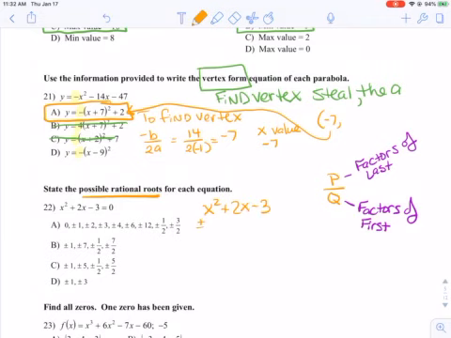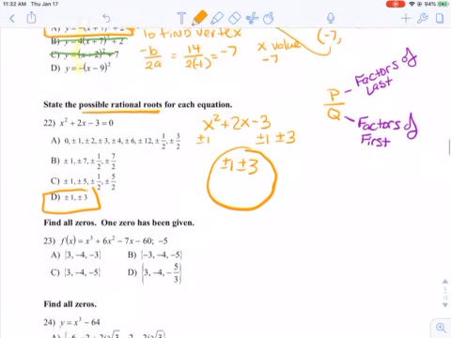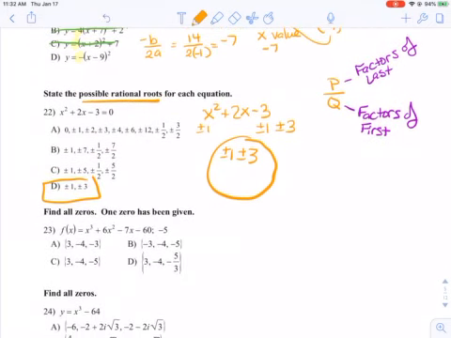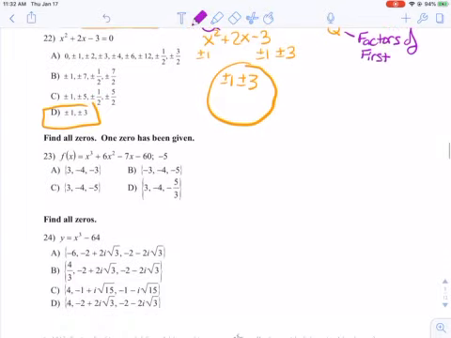So this is made by plus or minus 1, and this is made by plus or minus 1, plus or minus 3. So we're going to take plus or minus 1 over 1, which is just 1, plus or minus 3 over 1, which is just 3. So the only things that we have are these guys right there. These are your P's, just a reminder. P's come from here, Q's come from there.